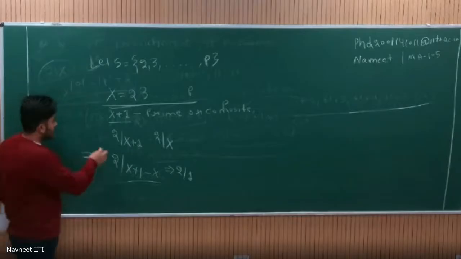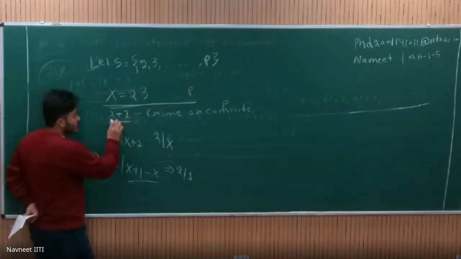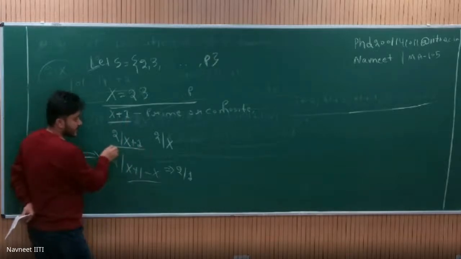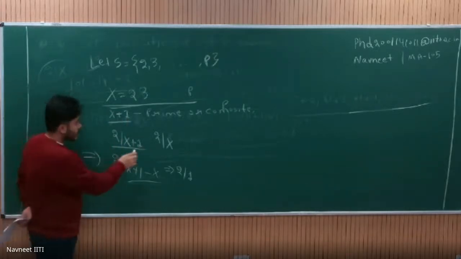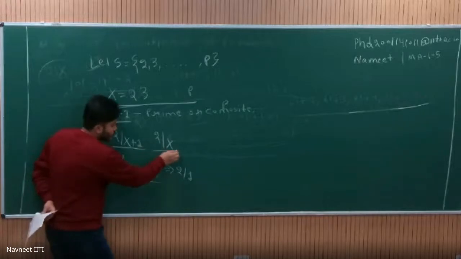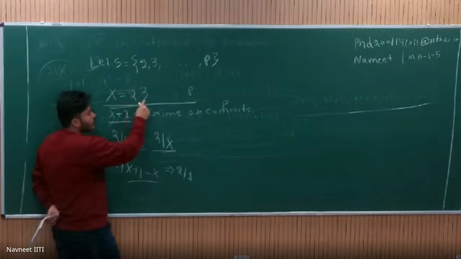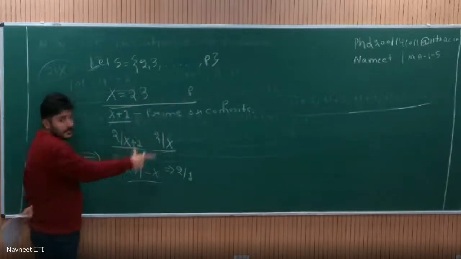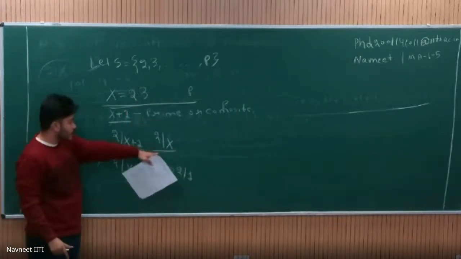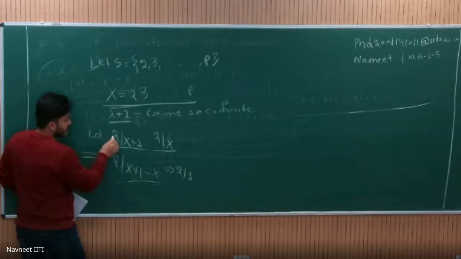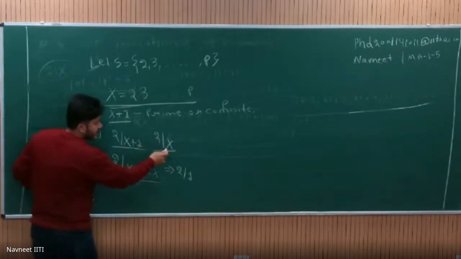Please explain one more time, sir. Okay, we want to show that 2 cannot divide x plus 1. Let 2 divide x plus 1, suppose for a minute. Okay, then you know that 2 divides x also, because x is nothing but the product of 2, 3, up to p, all prime numbers. Up to this point is it clear or not? Yes, sir.